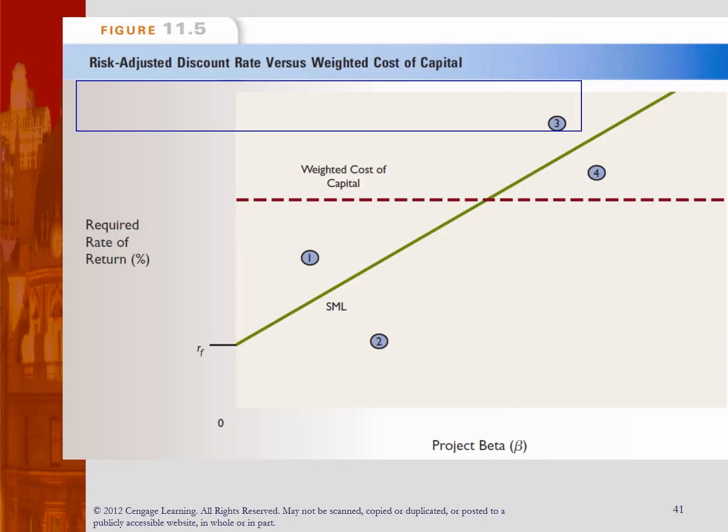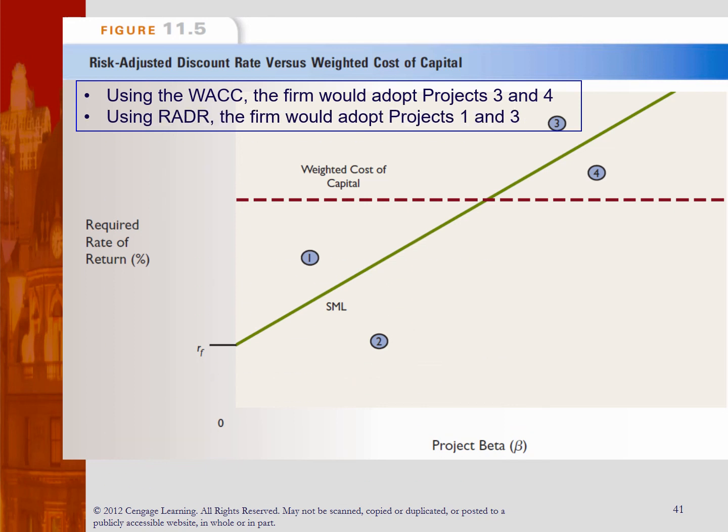This figure shows that, using a firm's weighted average cost of capital without considering the project risk, a firm would accept Project 3 and Project 4 because they yield higher returns than the required rate of return indicated by the firm's weighted average cost of capital. However, if the project risk is appropriately considered, that is, using risk-adjusted discount rate, a firm would accept Project 1 and Project 3 because those projects yield higher returns than the required rate of return based on the project beta.